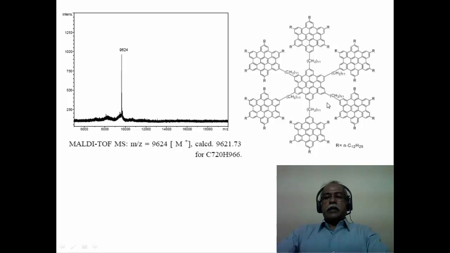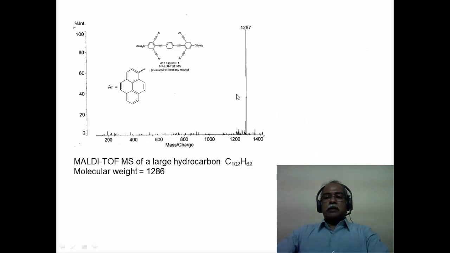9624, indicating the formation of this particular molecule, which is a large synthetic molecular system where hexabenzocoronene has been connected to the central core. This is like a starburst kind of molecular system that is investigated here. This is a molecule that was synthesized in our own laboratory.